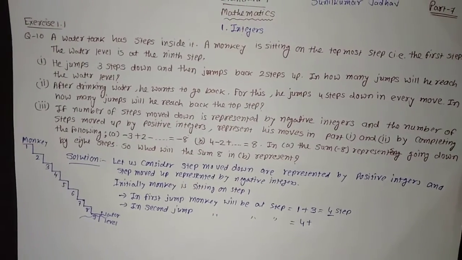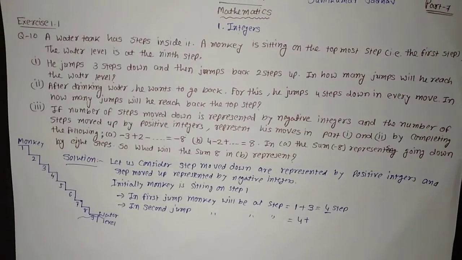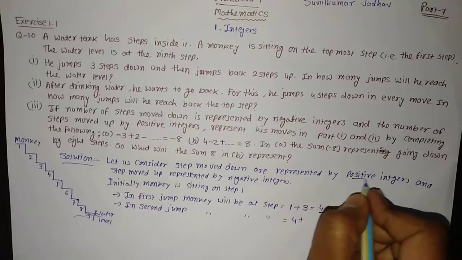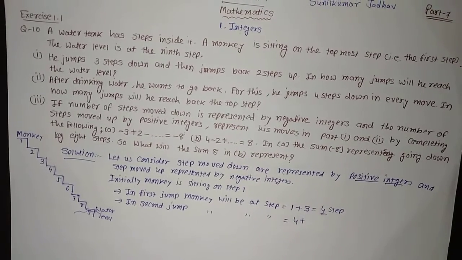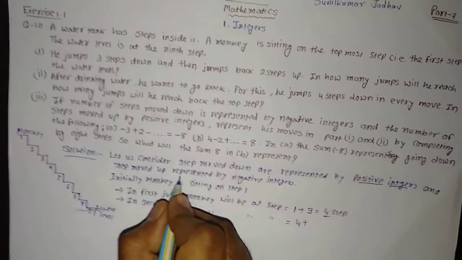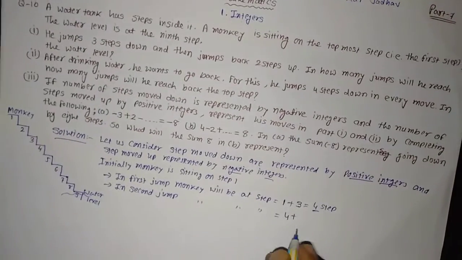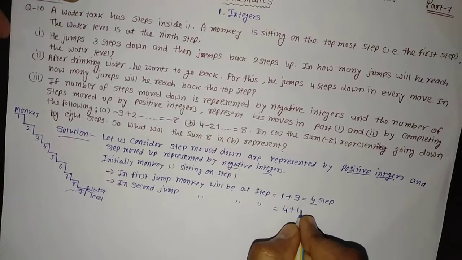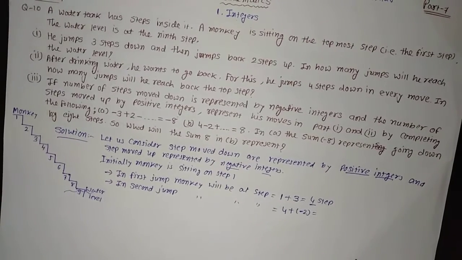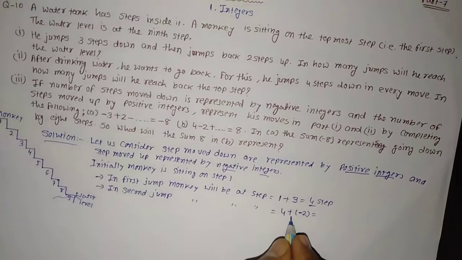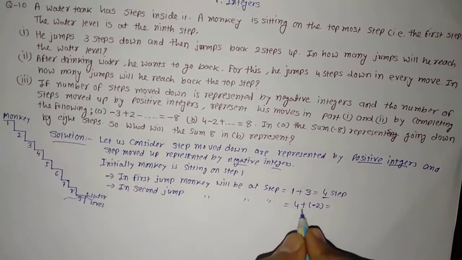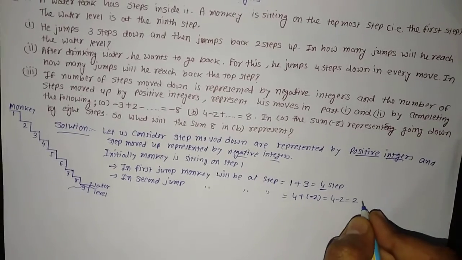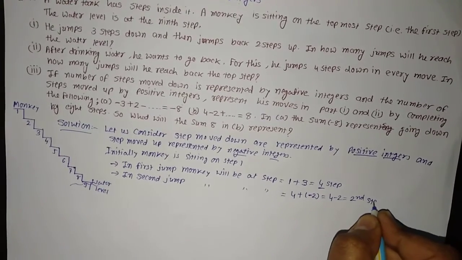If it is going upward, I told you that we have considered the steps moved down are represented by positive integers and steps moved up are represented by negative. So here I will say it comes back, comes up means 4 minus 2. I will write it here. As we have already learned, that is plus into minus. Here it is plus minus minus. So 4 minus 2 is equal to second step.